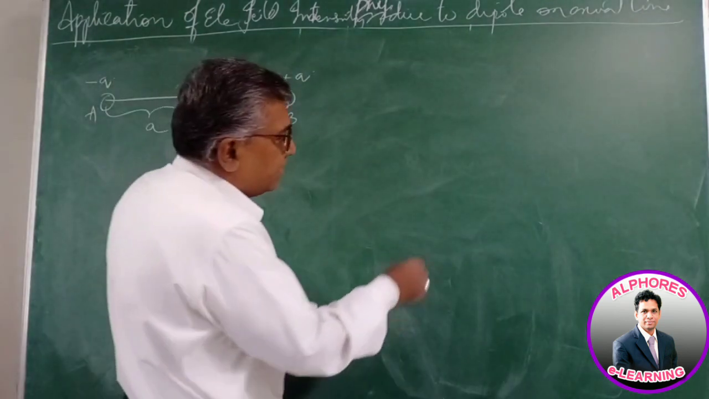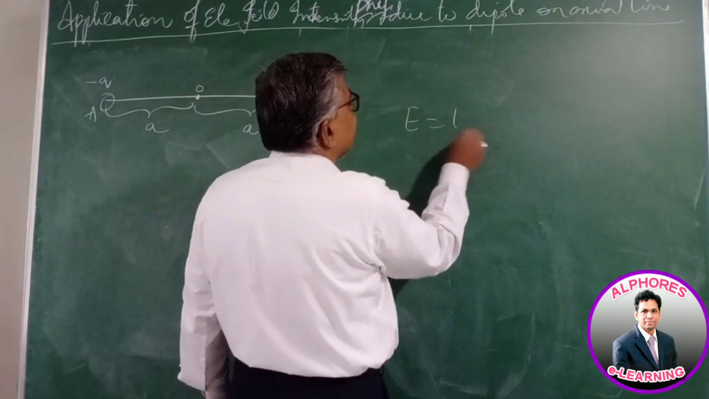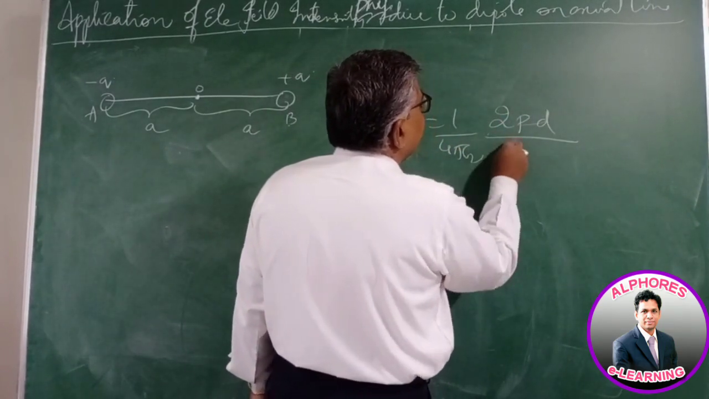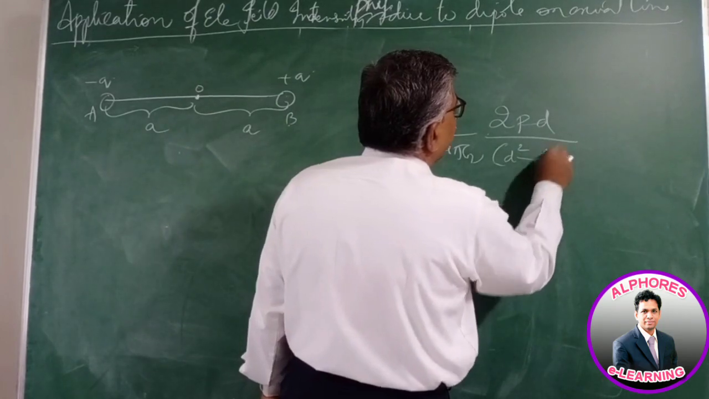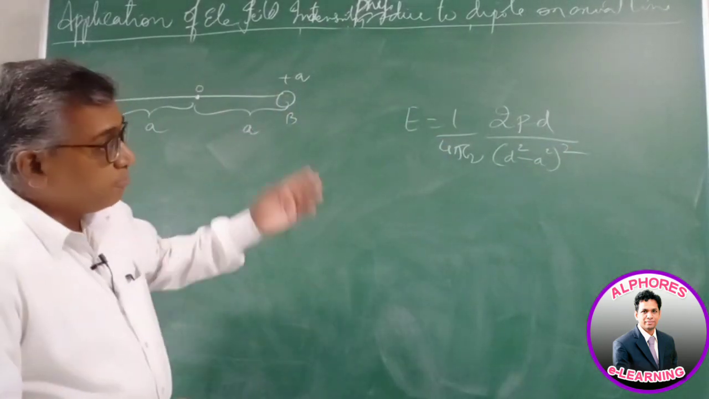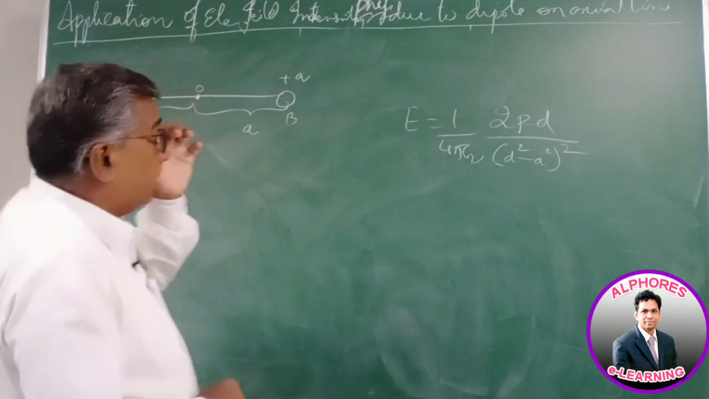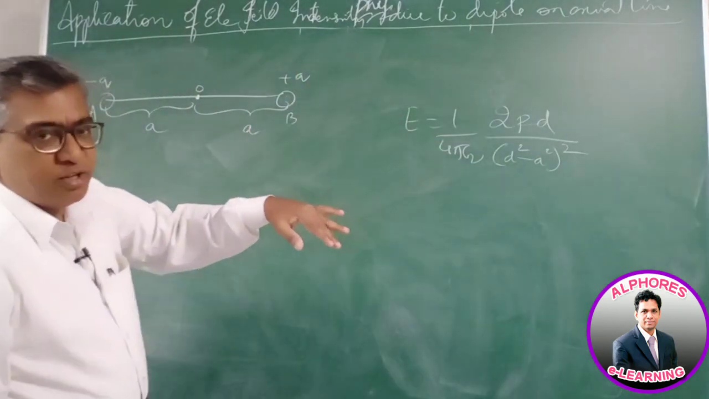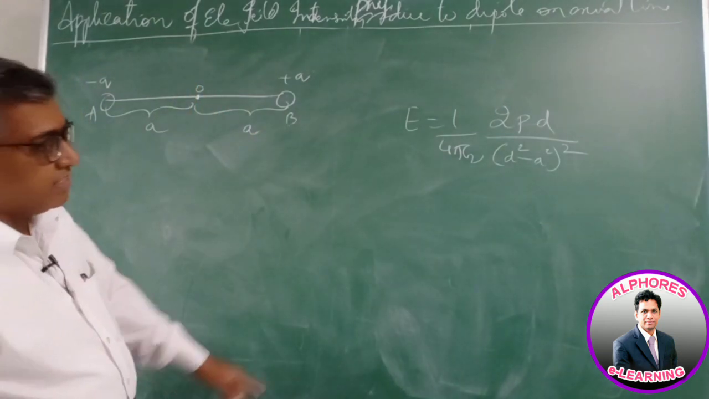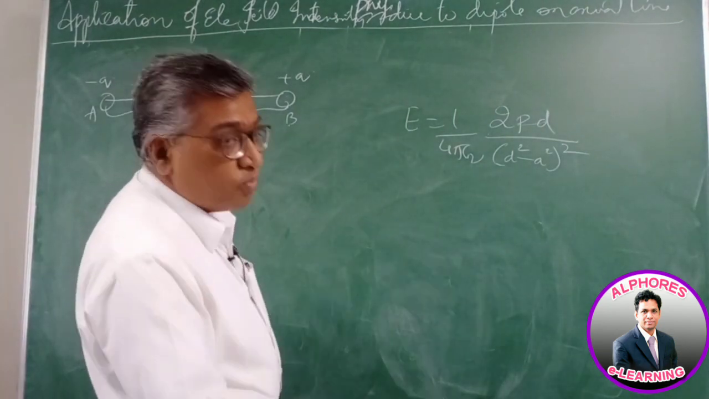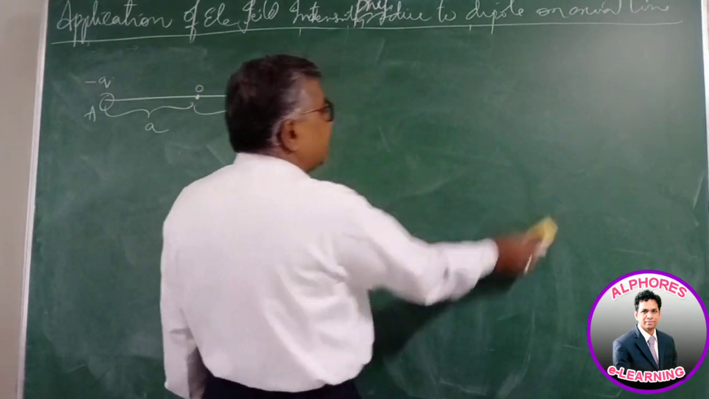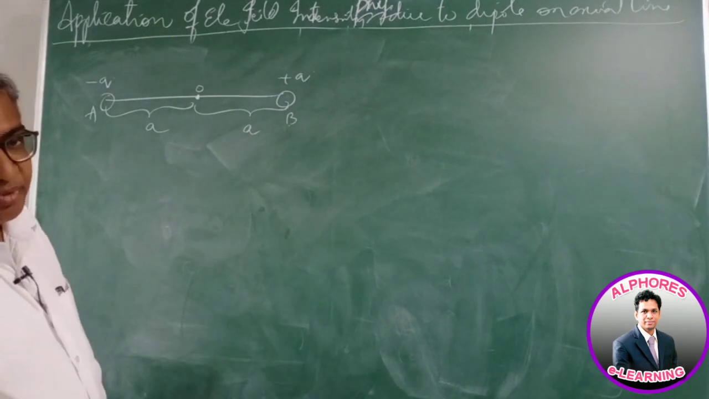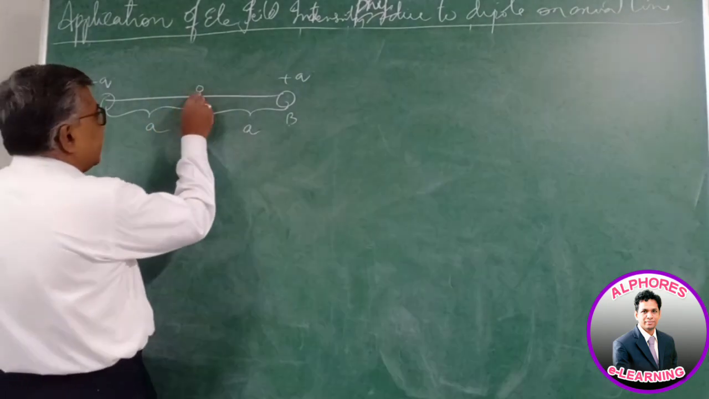We have evaluated it. The formula for the electric field is 1 by 4 pi epsilon naught, 2pd by (d square minus a square) whole square, for a point on the axial line of a dipole on either side, whether near the positive charge or near the negative charge. This is the formula. Now what would be the electric field intensity due to the dipole at the midpoint of the dipole? Now this is to be evaluated carefully.